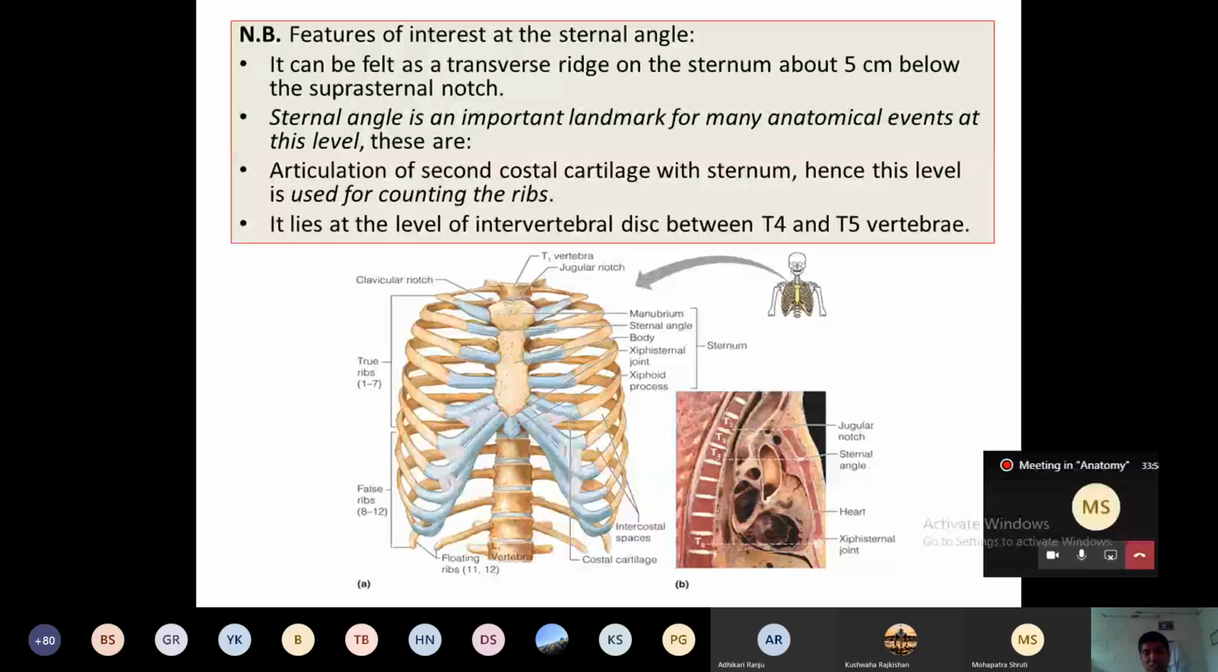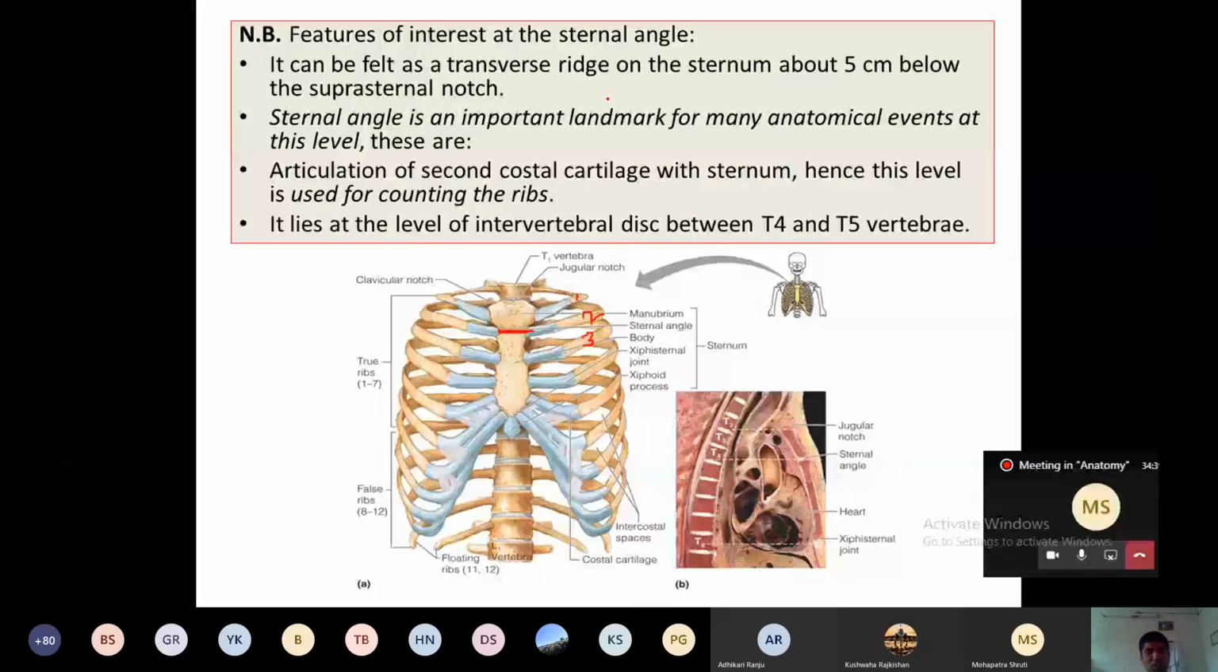Which rib is articulated there at the sternal angle? Second. Very good, second. If you are very prompt, you are answering very correctly. See here, this one is the first rib, this one is the second rib, this one is the third rib. Here you can very clearly see in this diagram, the second rib articulates with the sternal angle. And at the level of the sternal angle, you can see many interesting anatomical features, which are very, very important.